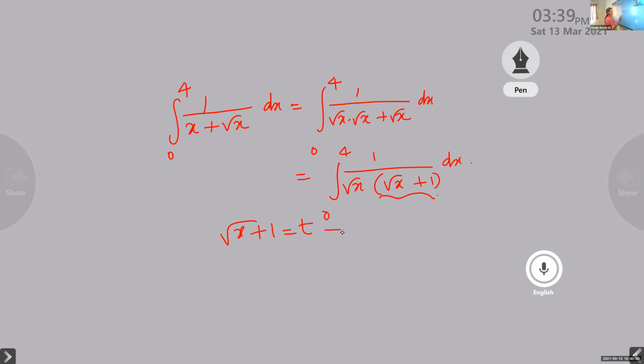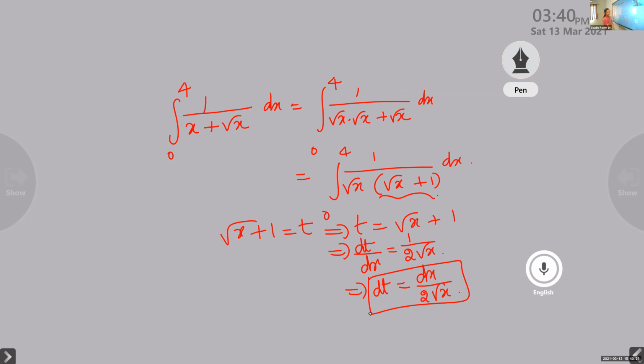That is, t is a function of x. t is root x plus 1. Therefore, what is dt by dx? What is the derivative of root x? 1 by 2 root x. Therefore, dt is dx by 2 root x. From here, what is dx? It is 2 root x into dt. Therefore, in the place of dx, we can substitute 2 root x into dt.